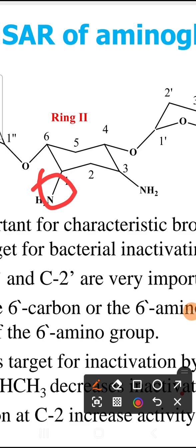Introduction of an OH group at the C2 position is also important for resistance. These compounds have or may have an OH group at the C2 position. This will increase resistance. The 2 position means this position. Amino group at the C3 position is a target for acylation. Here you have an amino group at the C3 position. Therefore, it is susceptible to enzymatic inactivation. Therefore, removal of that amino group is important. Also, it increases resistance for such compounds.